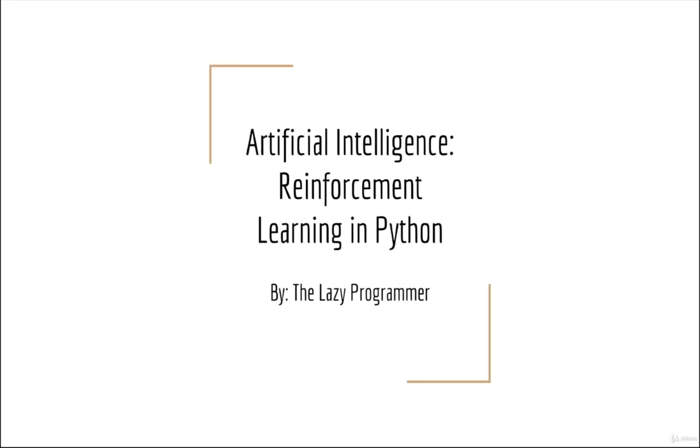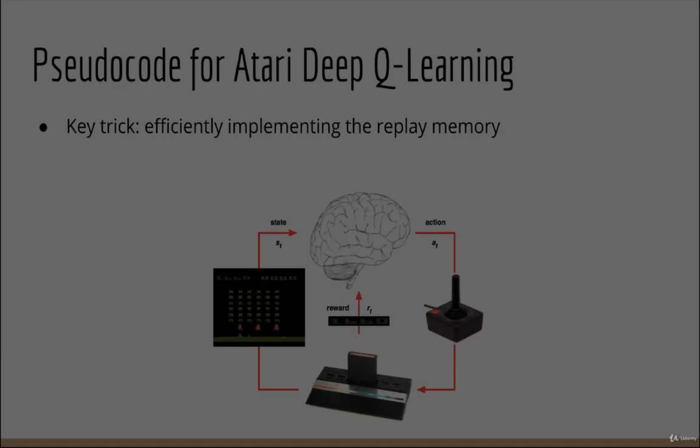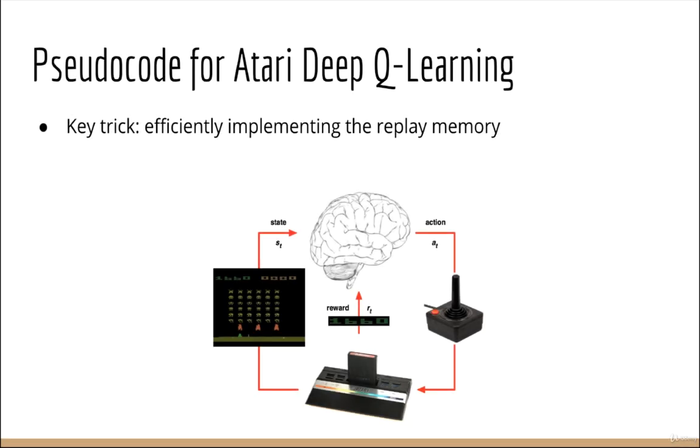Hey everyone, and welcome back to this class, Deep Reinforcement Learning in Python. In this lecture, we are going to discuss the pseudocode for deep Q learning in Atari. One of the key tricks in this lecture is how to implement the replay memory efficiently. So that's the main non-trivial thing we will discuss in this lecture.